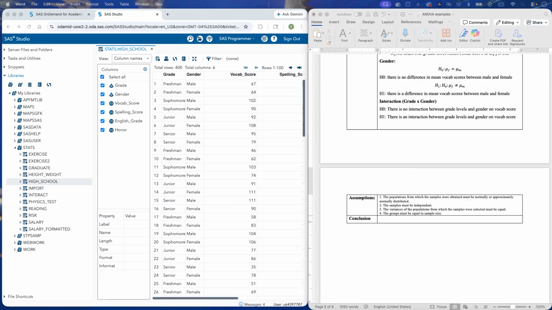Number one, the independence of the observations. And this is by design. This is by design, and we mentioned this multiple times. Each student's vocab score is unrelated to any other student. There is no overlap between the groups.